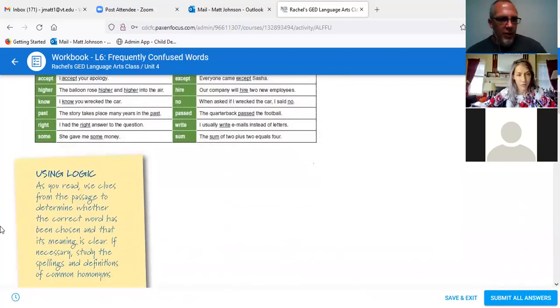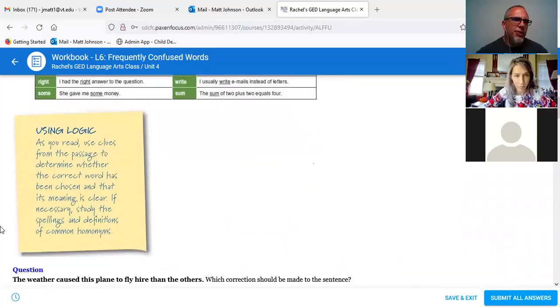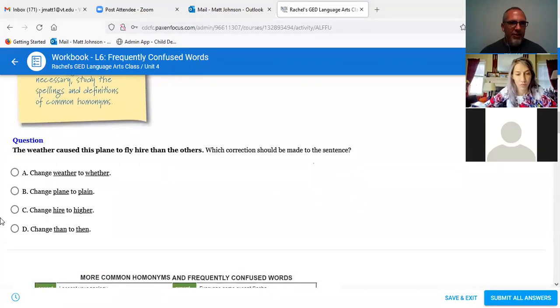All right. And then our tip here, again, as you read, use clues from the passage to determine whether the correct word has been chosen and that its meaning is clear. If necessary, study the spellings and definitions of common homonyms. That's part of the problem here, too, and this is the issue with the English language. We have a lot of words that sound alike. We have a lot of words that are spelled exactly the same but have different meanings. And some of it just comes down to practice and encountering those words again and again. There's tricks here and there, but sometimes it's just knowing the difference between right and right and other examples like that. So Capri, you want to start us off here?